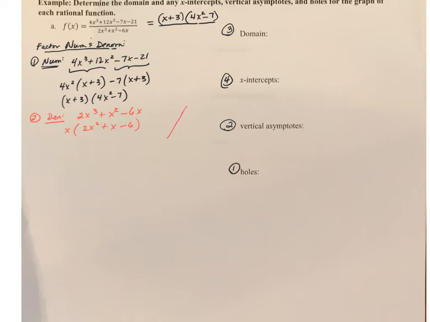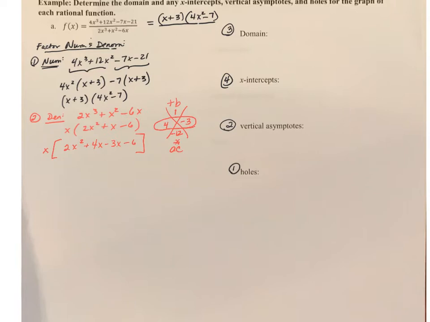So for splitting the middle, I need two numbers that when I multiply them, they equal a times c, and when I add, they equal b. Well, a times c is 2 times negative 6, or negative 12, and b for this problem is 1. So my factors are 4 and negative 3. That's what I'm going to use to split the middle, because 4 minus 3 is 1. 4 times negative 3 is negative 12. So this x just gets dragged along for the time being. And so this will be rewritten when I split the middle as 2x squared plus 4x minus 3x minus 6.